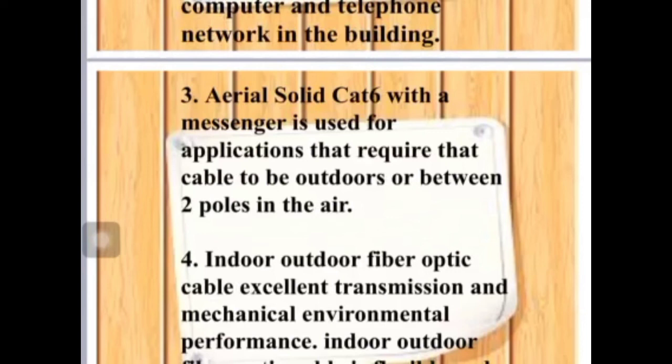Polyethylene is a soft, flexible, lightweight plastic material. The jacket protects the cables from water and extreme temperature. A cable called a messenger runs parallel to the main cable, giving it strength and stiffness for being run in the air.